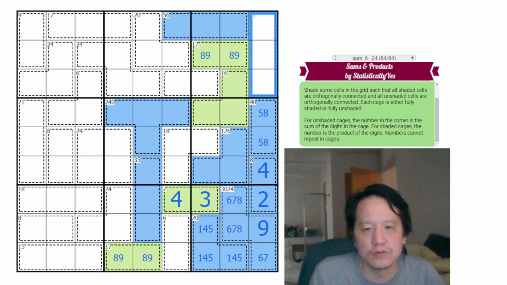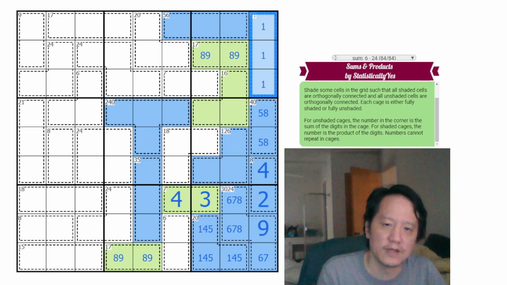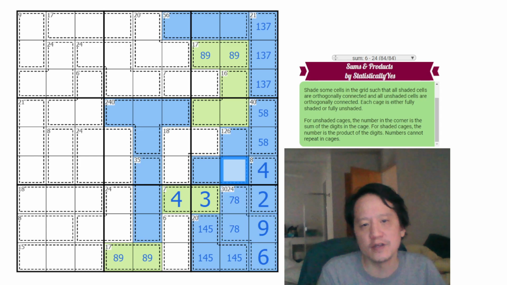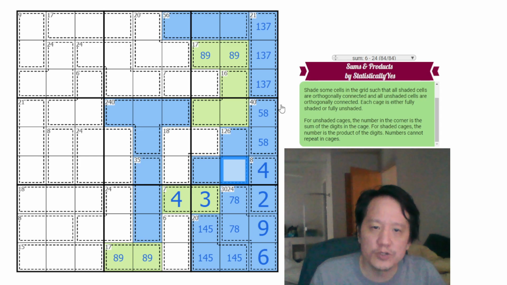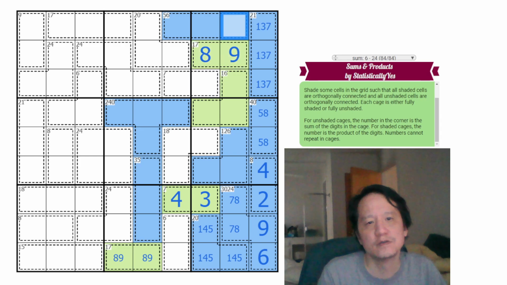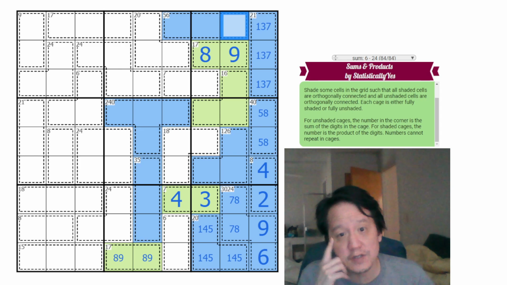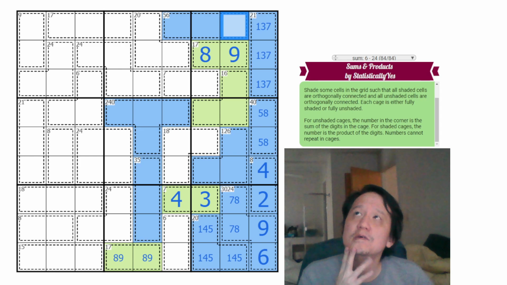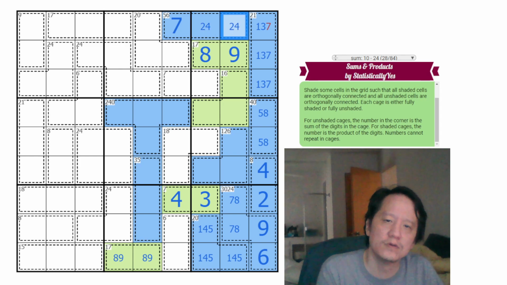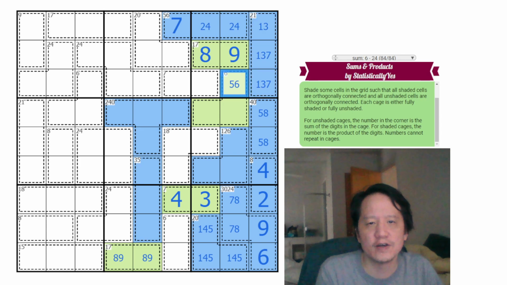This is a product too, because it has to have a 1. This is 1 and 3 and 7. So this is 6. So it's a 7, 8. Which makes this 9 and this 8. 56 has to have a 7. 7 times 8. Yeah, so this is 7. This is 2 and 4. So this is 5 and 6.